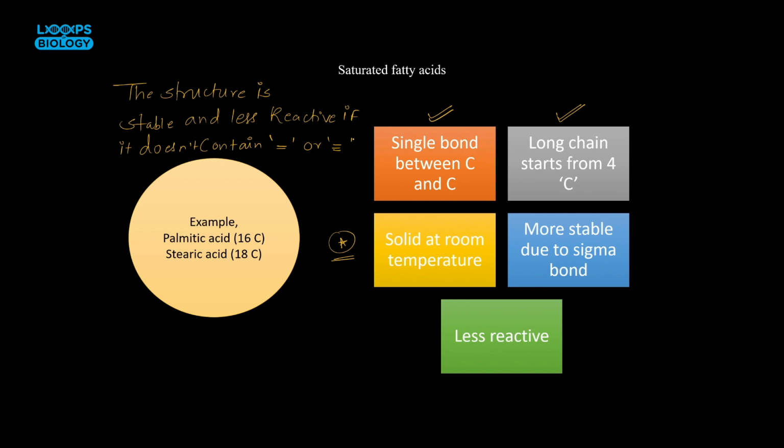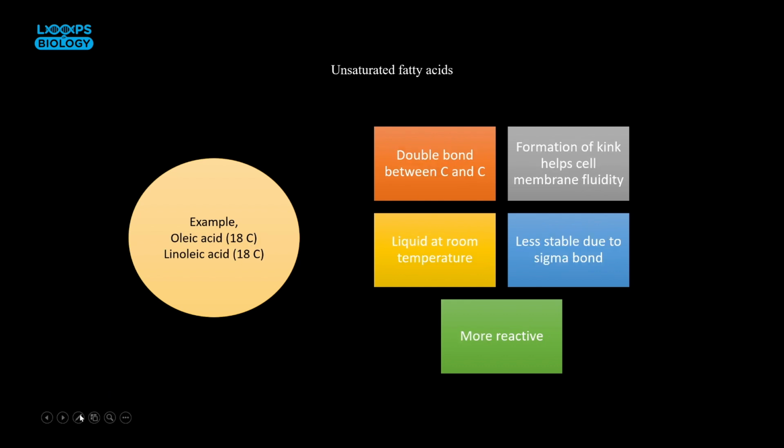Alright, so as we have seen in the case of saturated fatty acid, there is only a presence of single bonds between carbon to carbon atoms, and that's why there is only a presence of sigma bonds, and they are basically more stable and less reactive. For example of this saturated fatty acid, you can consider palmitic acid as well as stearic acid, containing 16 carbon and 18 carbon respectively. Let's move on to the unsaturated case. As we have seen, unsaturated means there is going to be a presence of double bond.